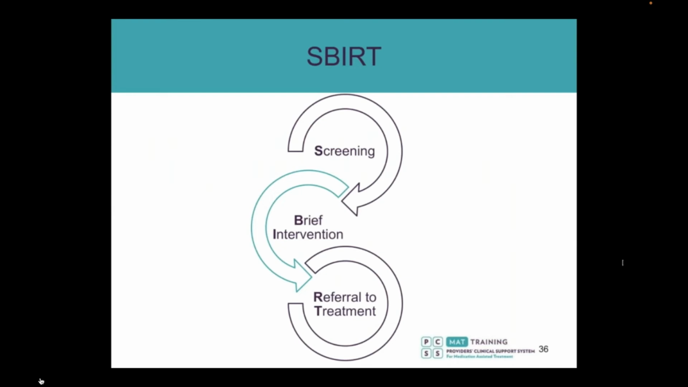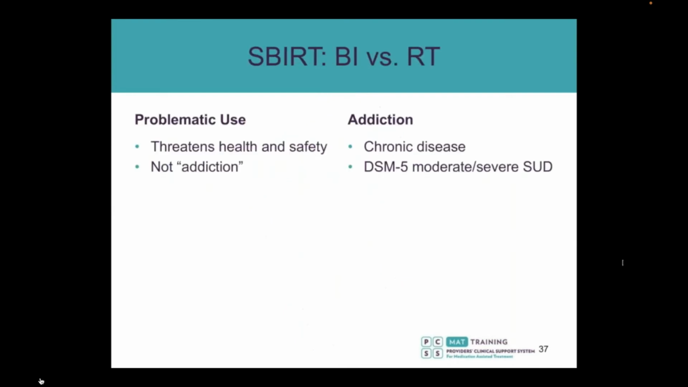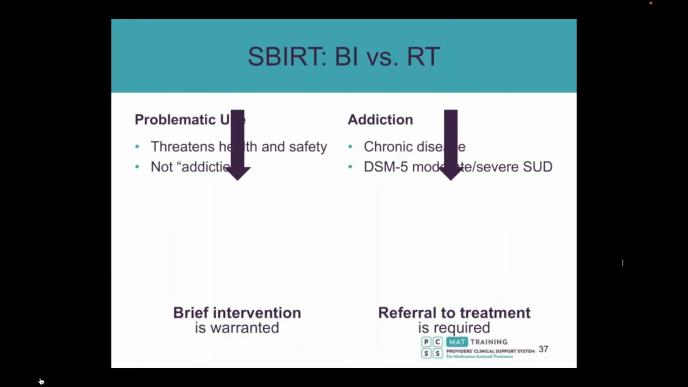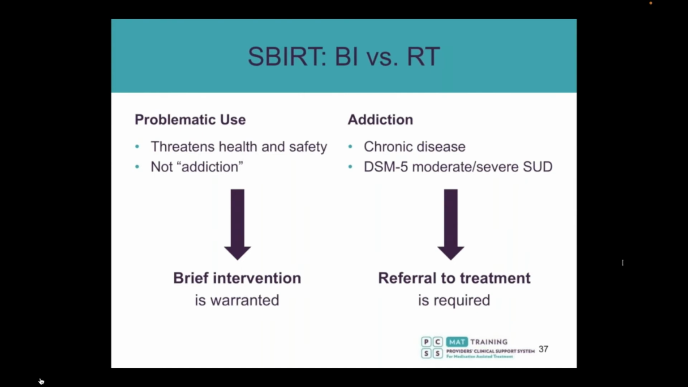Okay, so moving on from screening now to talk more about brief intervention. So first, I think the most important is to understand who needs a brief intervention as opposed to a direct referral to treatment. So when we think about substance use, we categorize it more broadly into two categories of problematic use and addiction. When we're talking about problematic use, we're thinking about substance use that threatens health and safety, and we wouldn't consider that to be addiction, whereas addiction is a chronic disease and would equate to a DSM-5 diagnosis of moderate or severe substance use disorder.